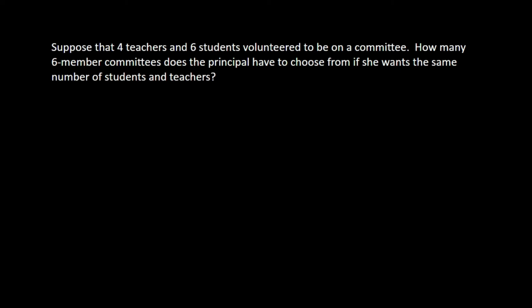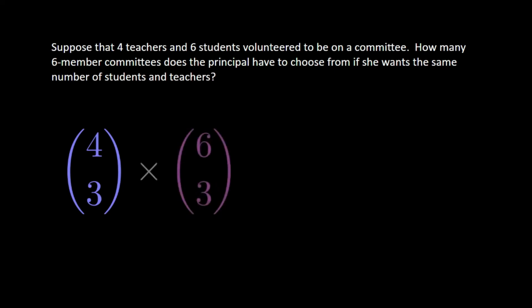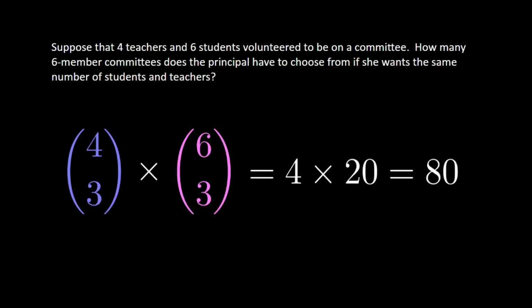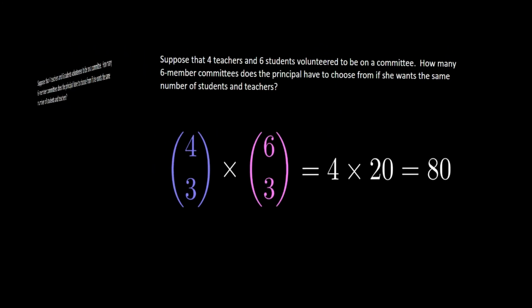Carefully. We can choose 3 teachers from a group of 4. So, of course, when you hear choose, that means combination. And then once we choose our teachers, we're not finished with our selection process. So we have to multiply and use the fundamental counting principle by the number of ways we can choose 3 students from the group of 6. Of course, that's 6 choose 3, and that would give us 4 times 20, which is equal to 80. So the principal has 80 possible committees that she can choose from.